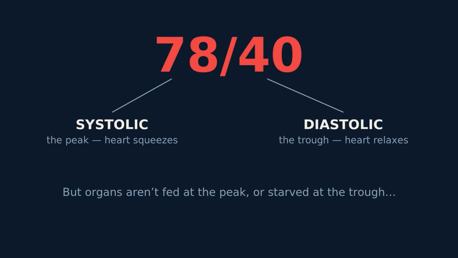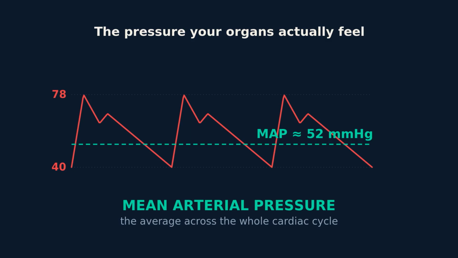You chart 78/40. The 78 is systolic, the peak, when the heart squeezes. The 40 is diastolic, the trough, when it relaxes. But your organs aren't perfused at the peak and shut off at the trough. They're perfused by the average pressure across the whole cardiac cycle. And that average has a name, the mean arterial pressure, MAP.